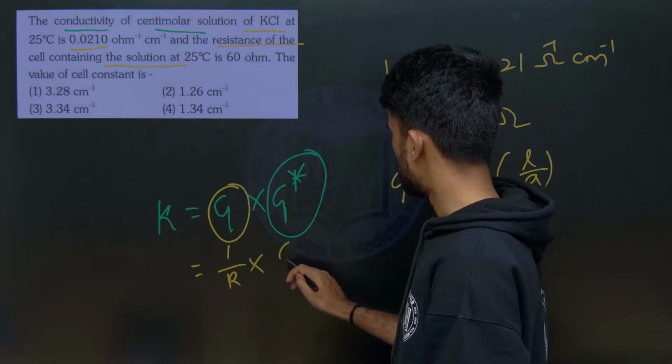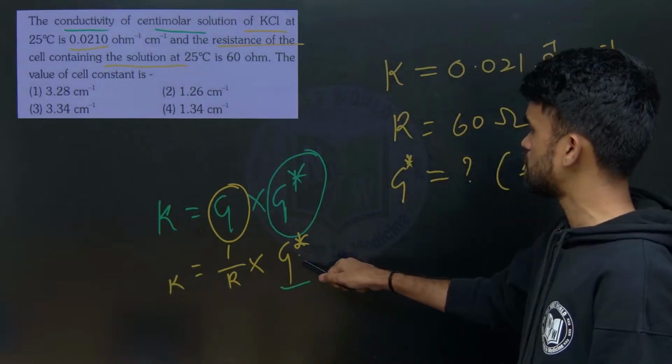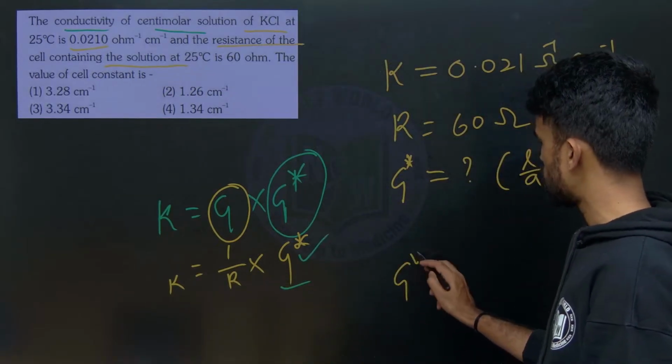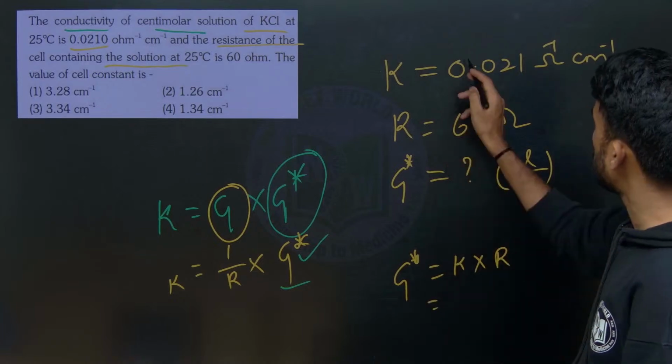Here G star, here K. So what we need to find now is this G star. So G star equals K into R. That's it, we got the answer. So what is the K value mentioned?